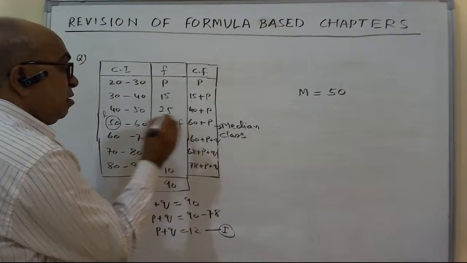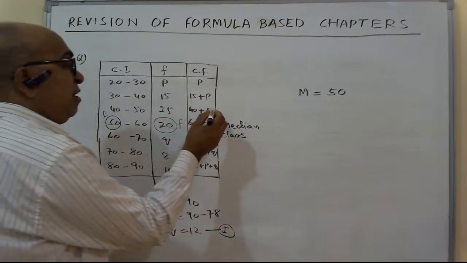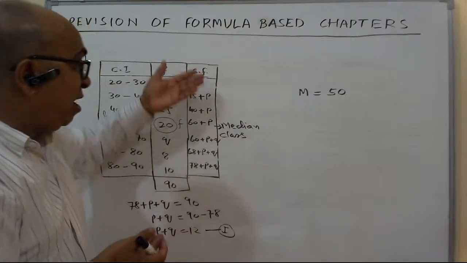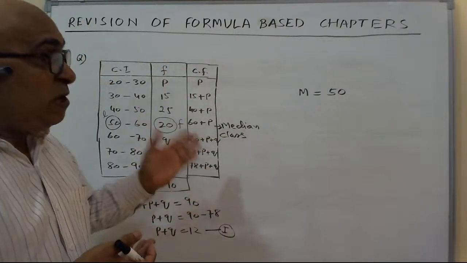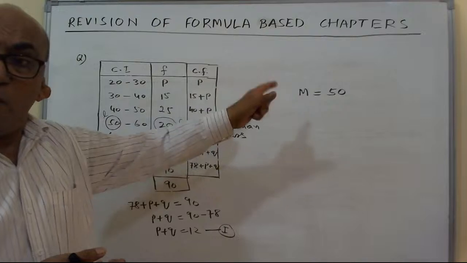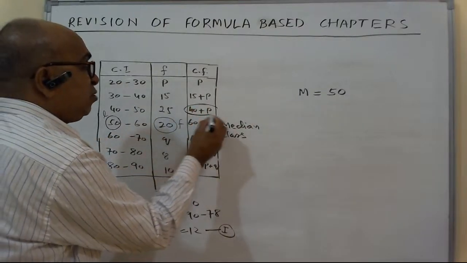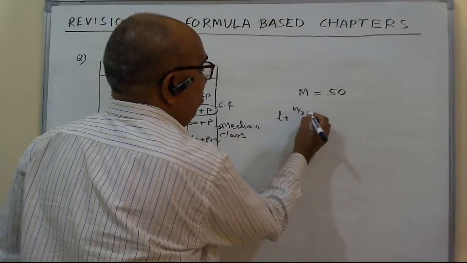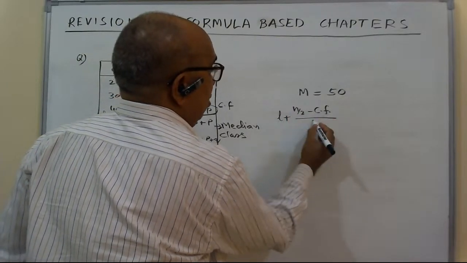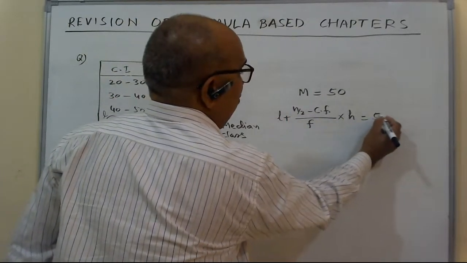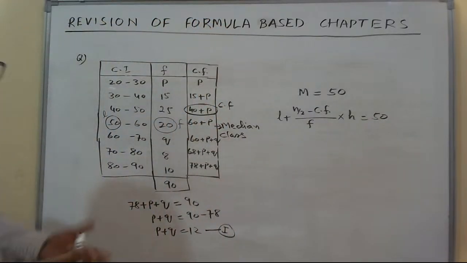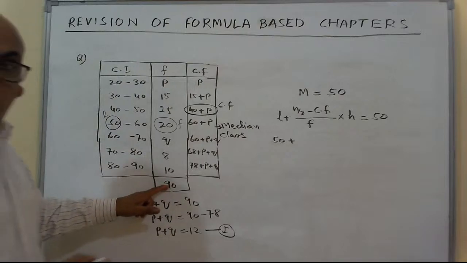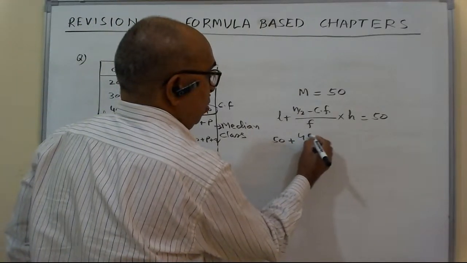After identifying the median class, we can say lower limit is 50, right? Frequency is 20. We take the cumulative frequency of the class before the median class, because there are many cumulative frequencies. Which one do you have to take in the formula? Before the median class, so this is CF.